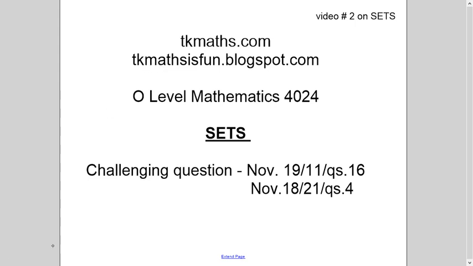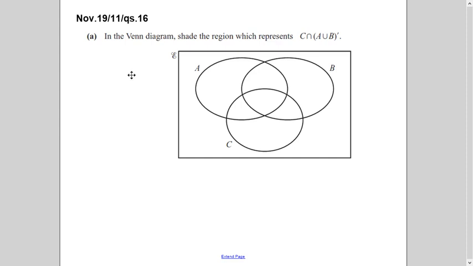So let's begin with the question. The two questions I have picked up are from November 19 and 18. So this question is from November 19, variant 1, question number 16. You have to shade this set notation in it, right?